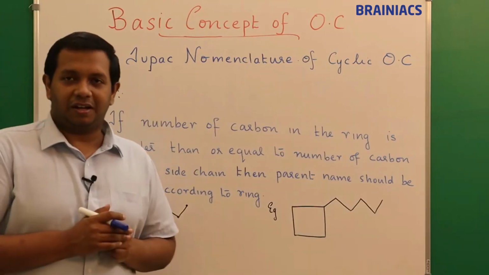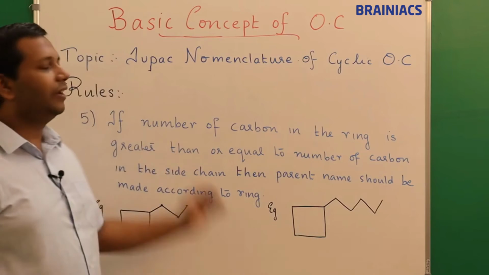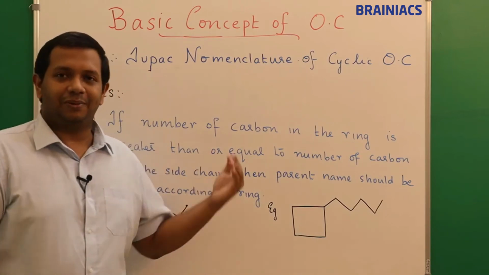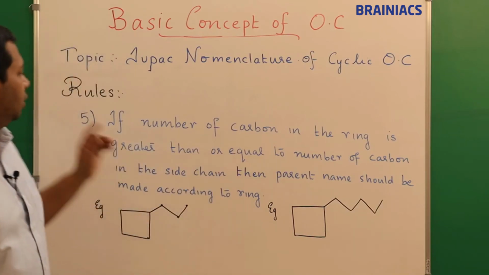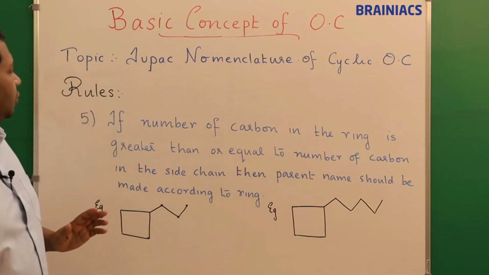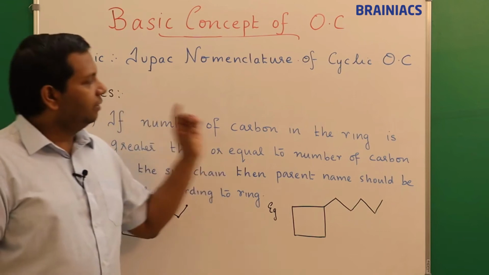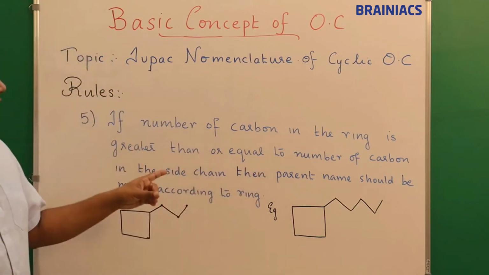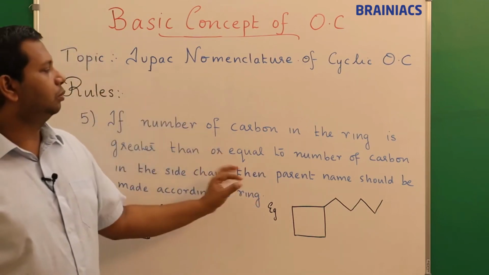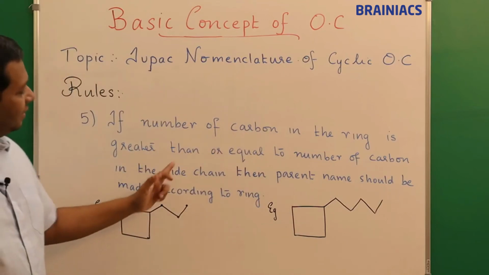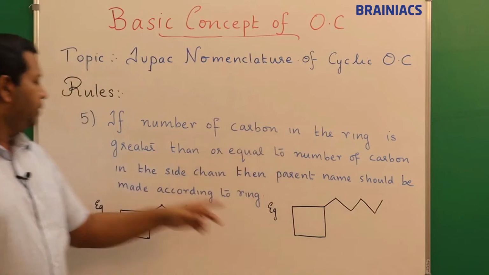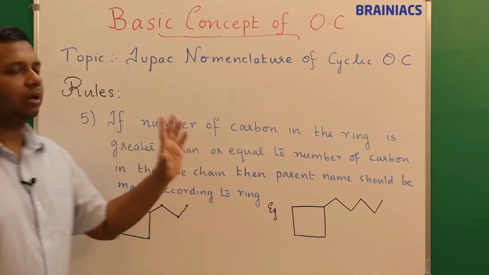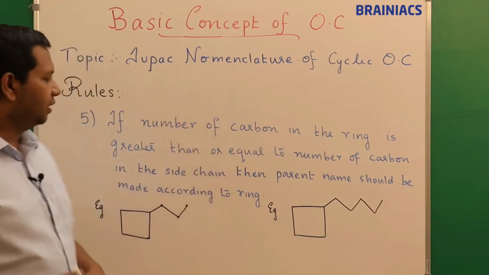Okay, so we are coming to the last rule. I may say this is the golden rule. They can ask you this rule or questions related to this rule for the NEET exam. Very, very important. So I will read the rule. If number of carbon in the ring is greater than or equal to the number of carbon in the side chain, then the parent name should be made according to the ring. Okay, we will see what it is actually.